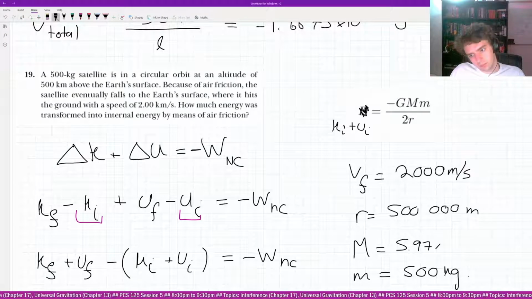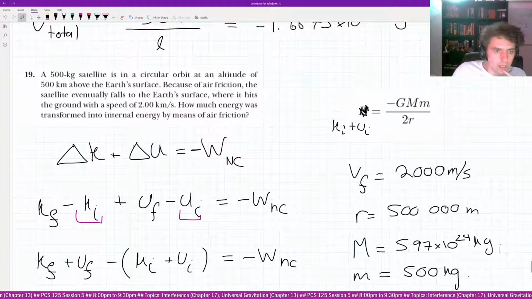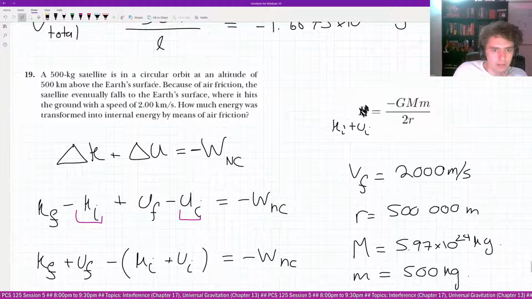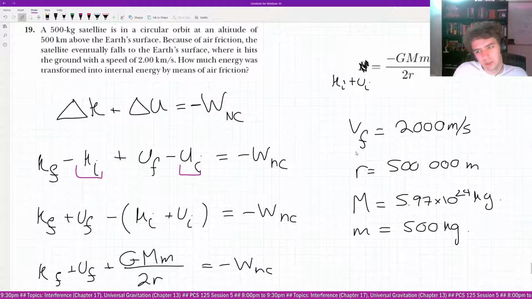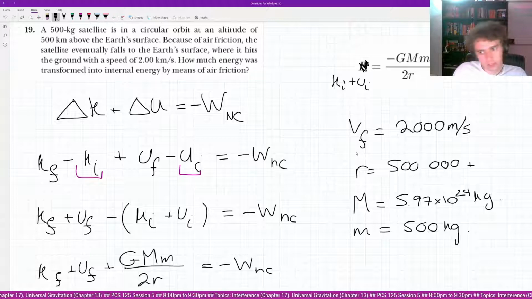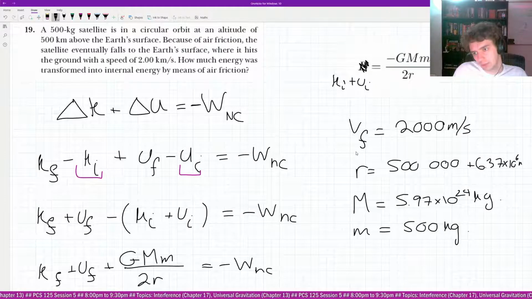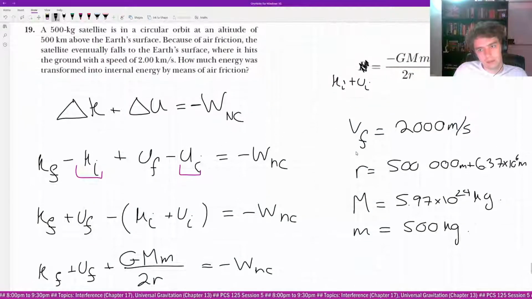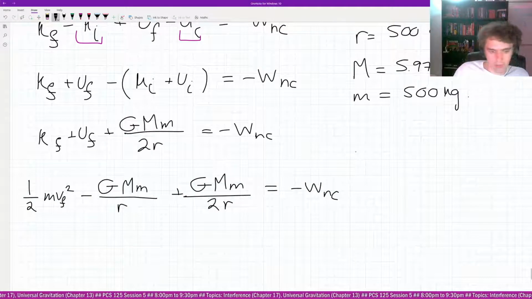By the way, do you also do plus the radius of the Earth? No. Hold on. Yeah, you're right. Circular orbit at an altitude of 500 kilometers above the Earth's surface. So you're right. This is 500 kilometers plus the radius of the Earth, which is 6.37 times 10 to the 6 meters. So that's going to be our R there. And now that's everything. So we just find this and take the negative of it, and that'll be our answer.